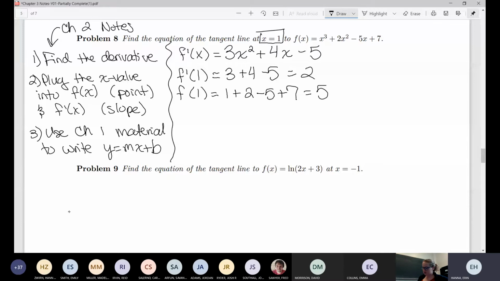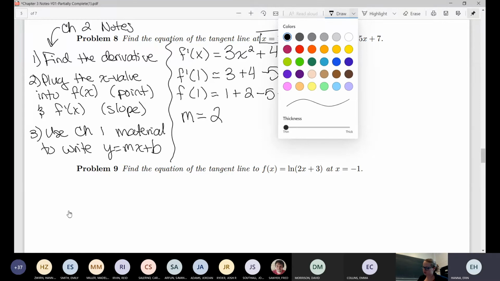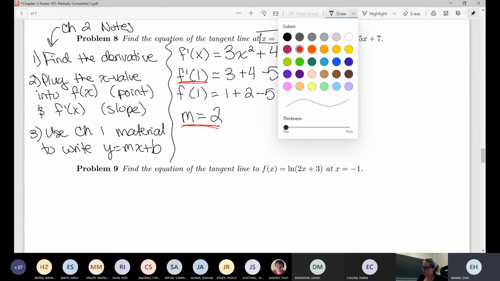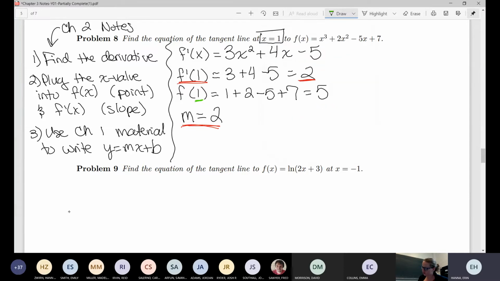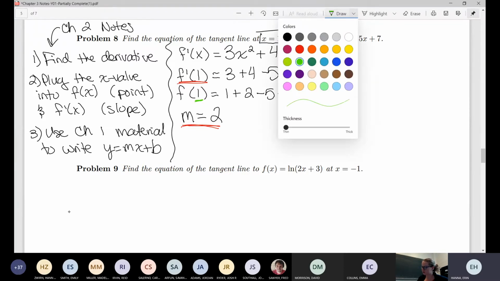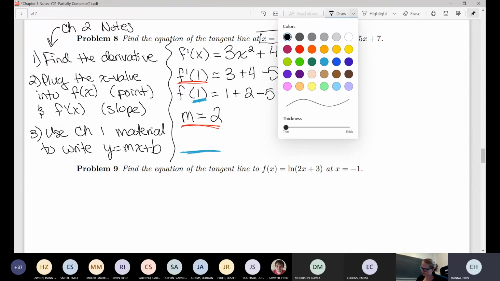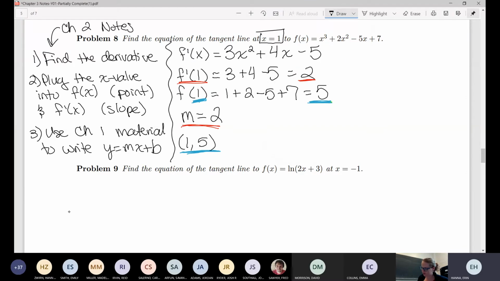So essentially what this tells us is that the slope of the line is 2, the value of the derivative. So let me get colors on this one example. I'm not going to do colors on the next one, but so 2. And then we have the point that we want to use, let me do it in blue just in case. So then we have a point of 1, 5.